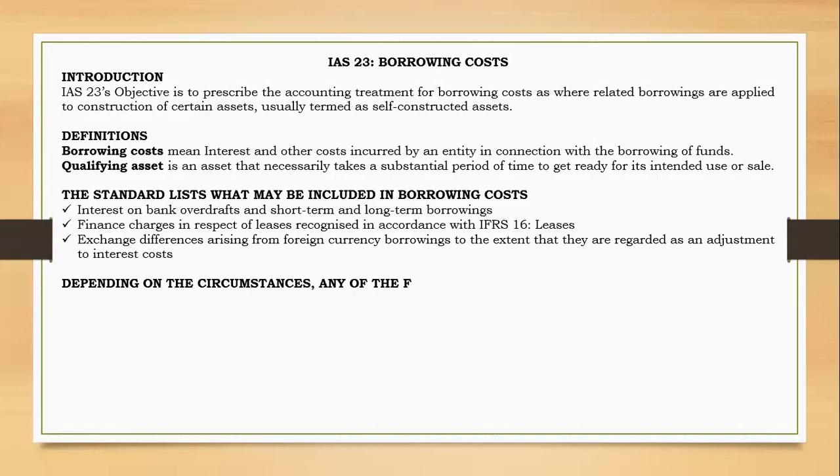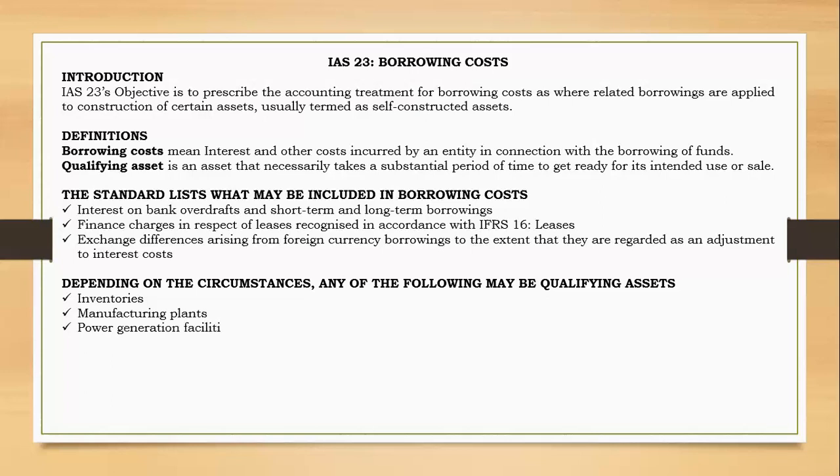Depending on the circumstances, any of the following may be qualifying assets. As I just told you, a qualifying asset is an asset that necessarily takes a substantial period of time to get ready for its intended use or sale. So mostly any asset, except those that do not take time to construct, for example, inventories. Say you are a company that sells cars. In that case, cars to you would be inventories. But also maybe manufacturing plants. This is part of PPE; power generating facilities would also be part of property, plant, and equipment.